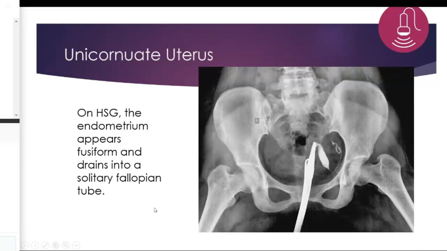We can also see a unicornuate uterus on HSG. So the cavity is highlighted by that radiopaque dye, and then you can see only one fallopian tube fills with that dye. So there's no fallopian tube on the other side. So this is a unicornuate uterus.